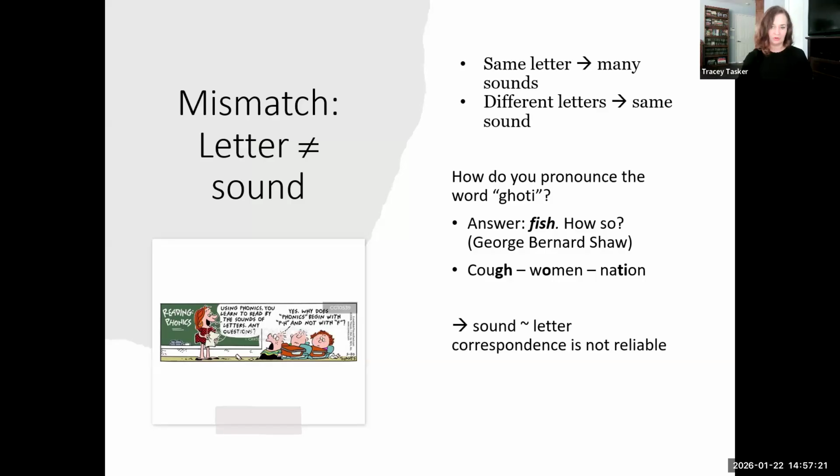So sound and letter correspondence are not reliable, okay? We can't always sound out a word. I'm working with a student with dyslexia, and some words we just have to memorize. We call them sight words because we can't sound them out. They do not follow the rules of typical sound letter correspondence.